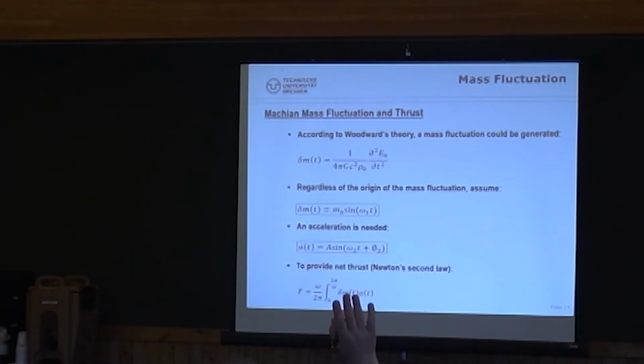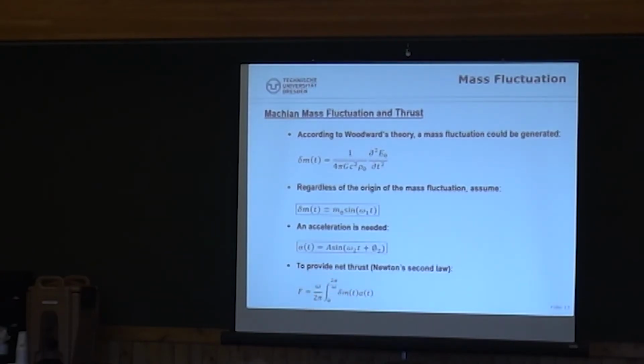And to produce a thrust, you have to multiply it with the acceleration. So according to Newton's second law, that's how there could be a thrust if you have a mass that's fluctuating. Then you're pushing and pulling. You need that acceleration to actually make some thrust out of the mass fluctuation.